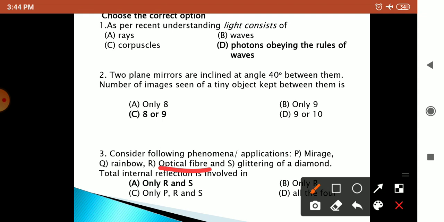And another one is the glittering of a diamond. It is a most popular example of total internal reflection. When a diamond is formed, according to its different angles, it will give total internal reflection, due to which it glitters. Okay, so our answer for total internal reflection is optical fiber and glittering of a diamond. Rainbow is an example of dispersion, so that is not total internal reflection.